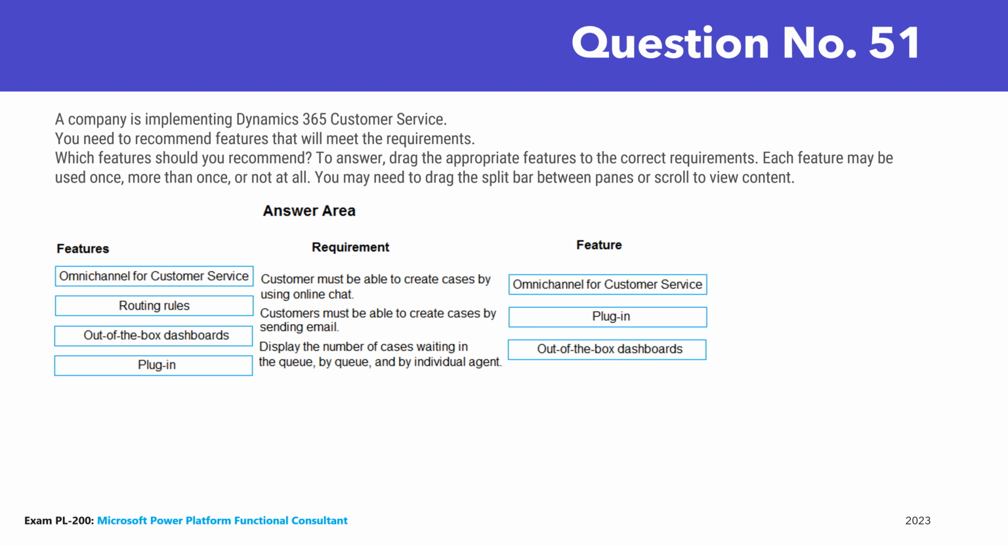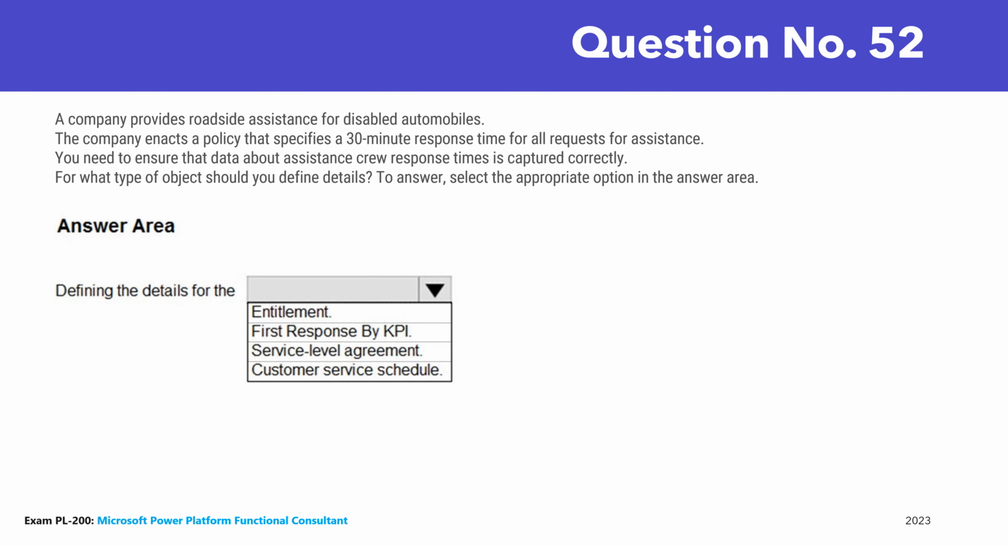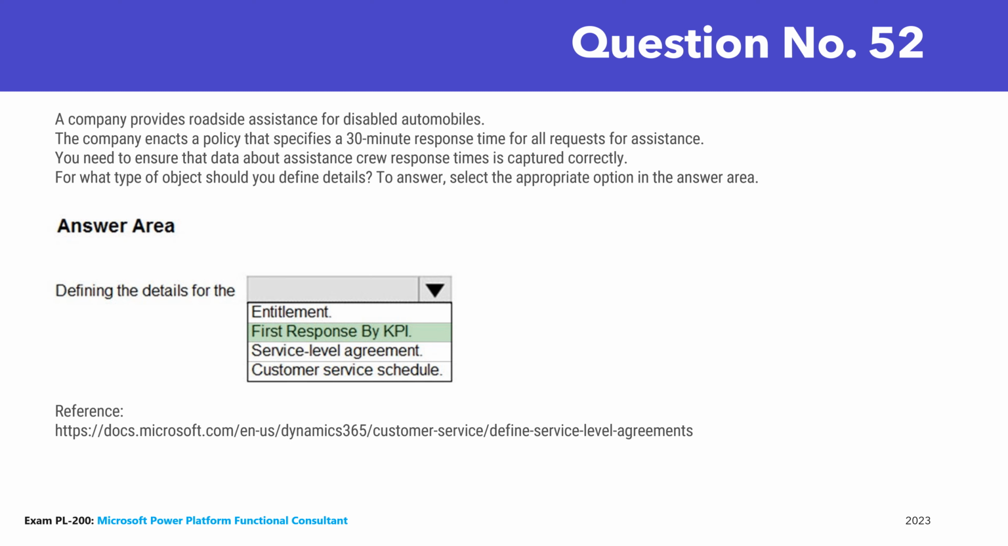Feature: out-of-the-box dashboards. A company provides roadside assistance for disabled automobiles. The company enacts a policy that specifies a 30-minute response time for all requests for assistance. You need to ensure that data about assistance crew response times is captured correctly. For what type of object should you define details? To answer, select the appropriate option in the answer area. Defining the details for the first response by KPI.